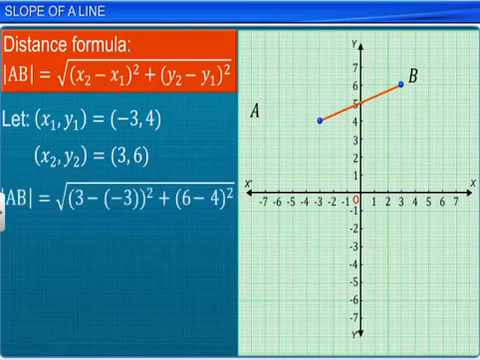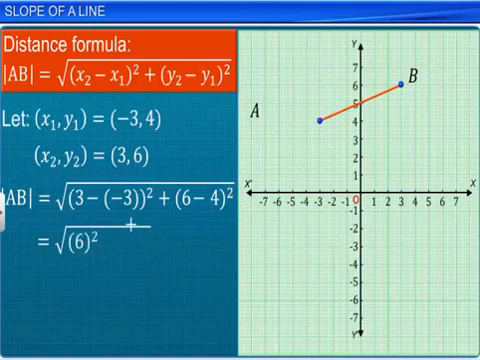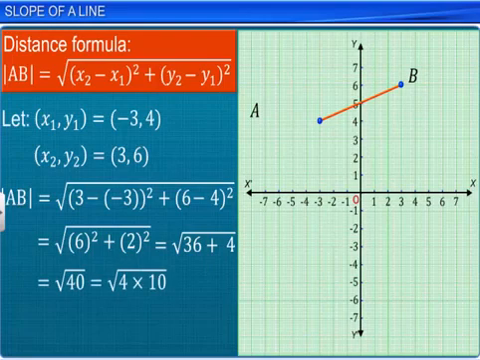Using the distance formula, the distance between the two given points comes to 2 under root 10.